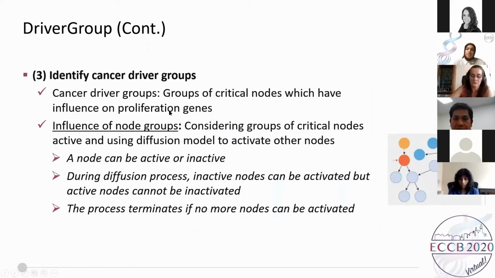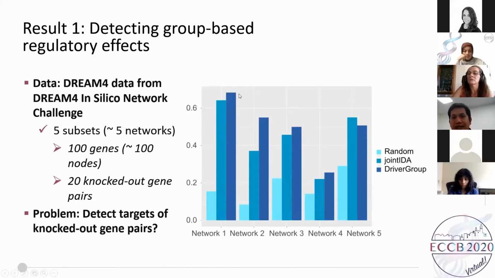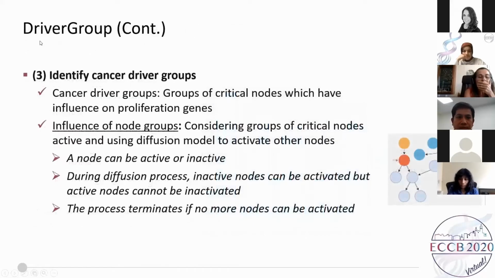To evaluate the influence of nodes on the proliferation gene, we consider the nodes in the combination of critical nodes as active nodes, and we use the diffusion model to activate all the nodes in the network. The diffusion model has three rules. The first rule is that a node can be active or inactive, and during the diffusion process, an inactive node can be activated by an active node, but an active node cannot be inactivated. And the process terminates if no more nodes can be activated.